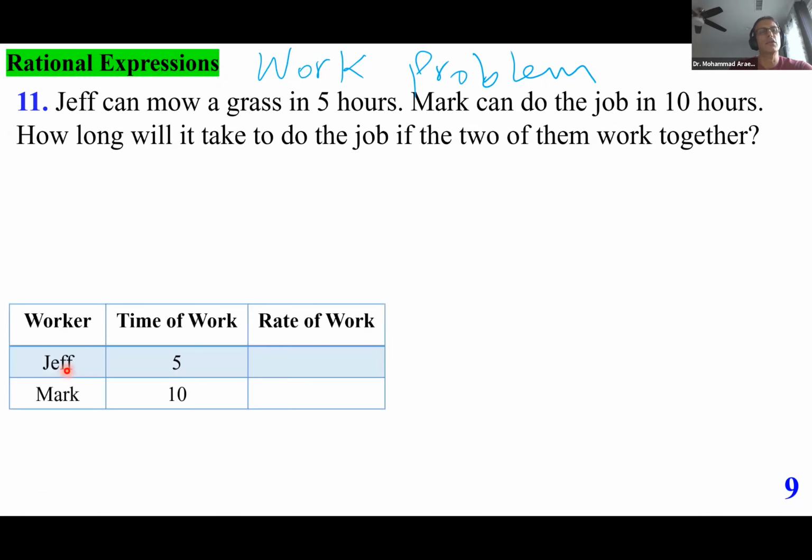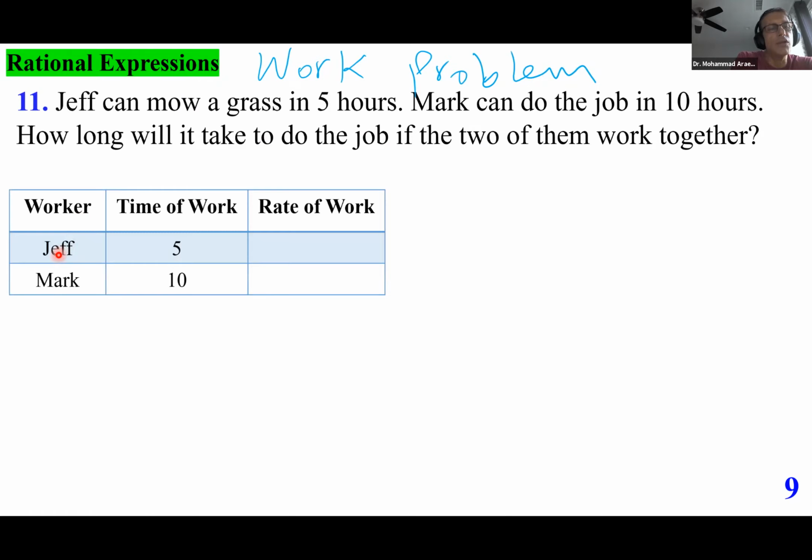That's a good practice. If you take a look at this one, Jeff can do the job in 5 hours. Mark can do it in 10 hours. If the units are not the same, you make it so. How long does it take them to work together? We have no idea. How about x hours? Now, what is the rate?